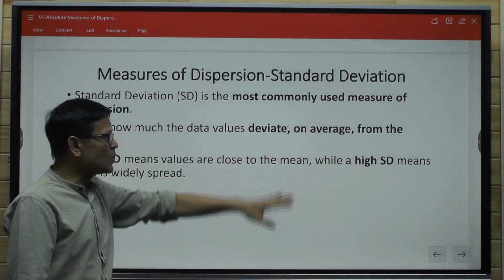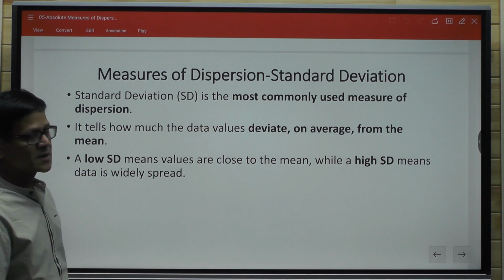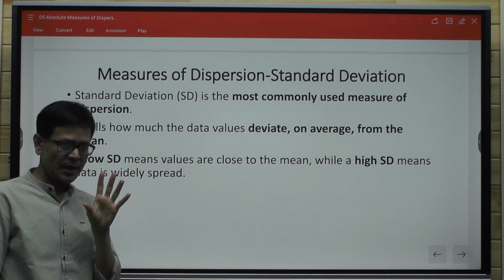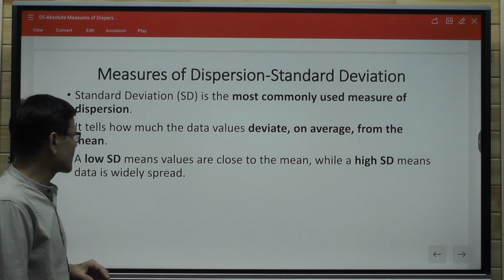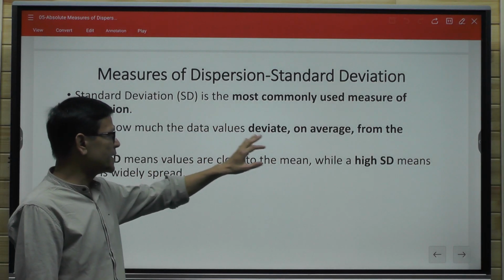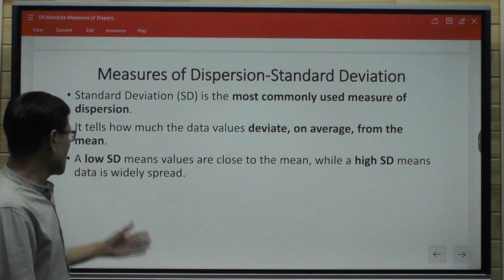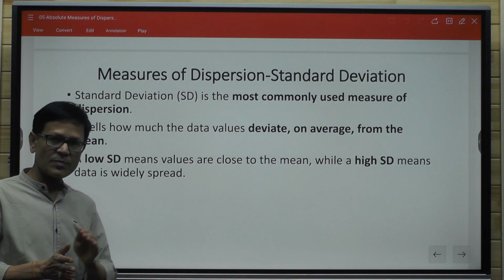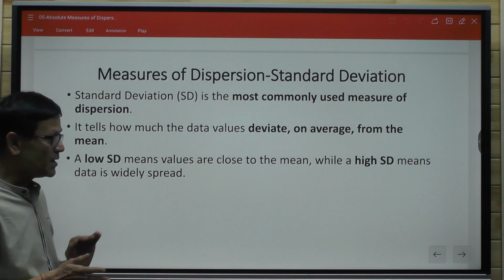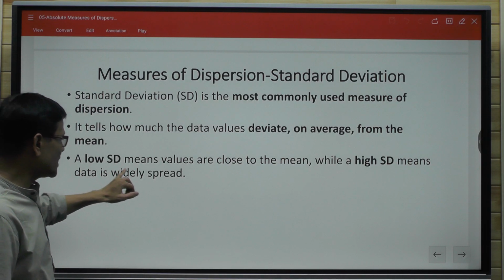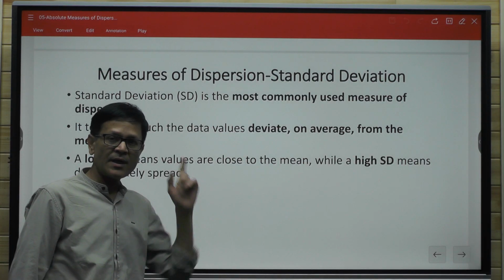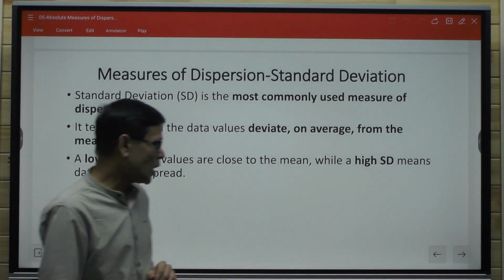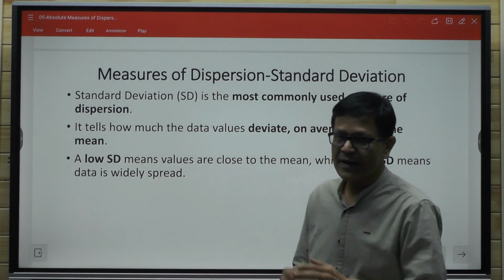The standard deviation is the most commonly used measure of dispersion, mostly used in finance, stock markets, index prices, all those things. It tells us how much the data values deviate on average from the mean. That is, we have a mean, and how much you are deviating from the mean on average. So low SD means the values are close to the mean, high SD means values are far from the mean, and that means the data is widely spread.